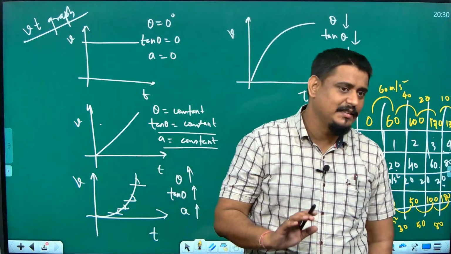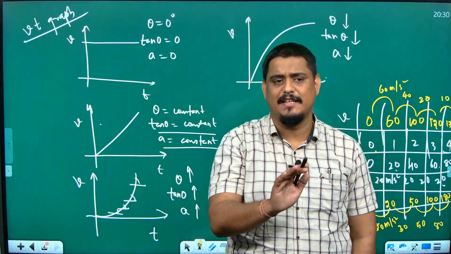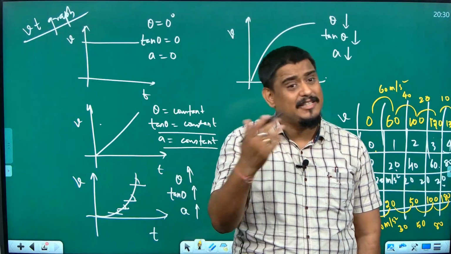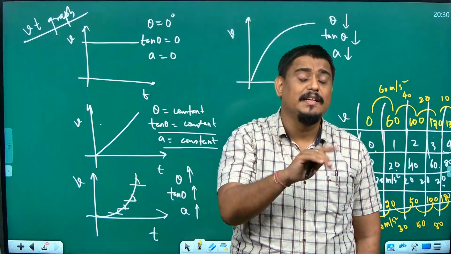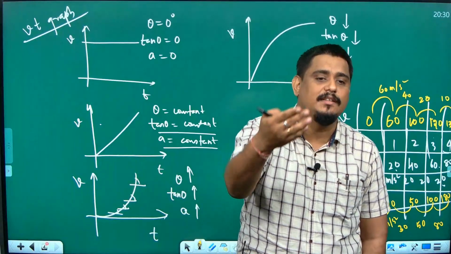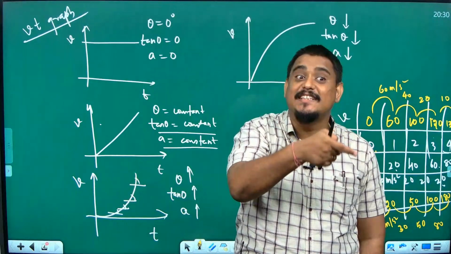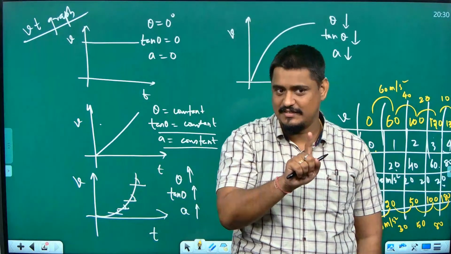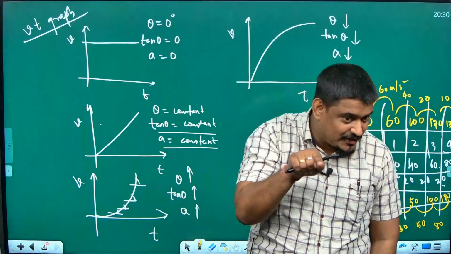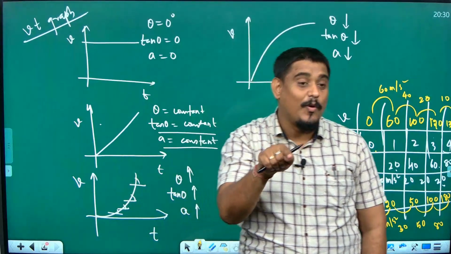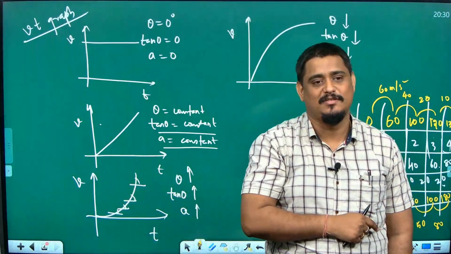I said that in the case of negative acceleration, the velocity may increase or decrease. It cannot be constant. It should either increase or decrease. But the rate at which it is increasing or the rate at which it is decreasing will always decrease in decreasing acceleration. But if it is negative acceleration, velocity will definitely reduce.